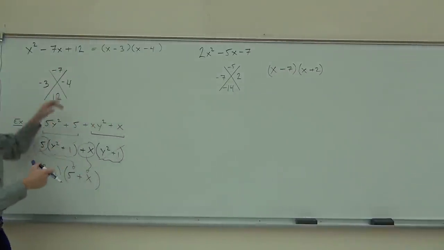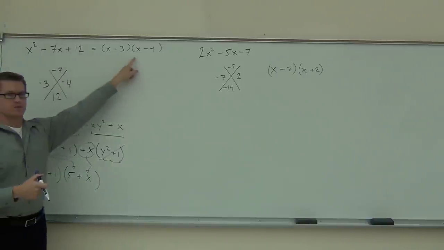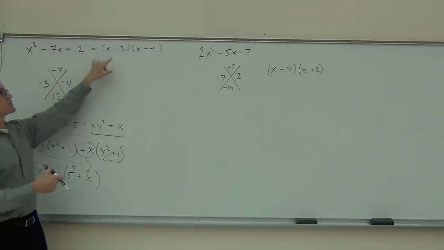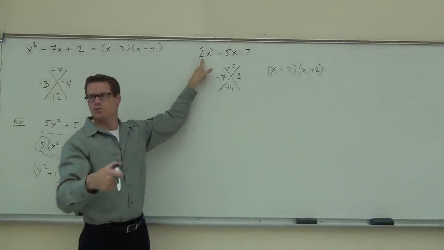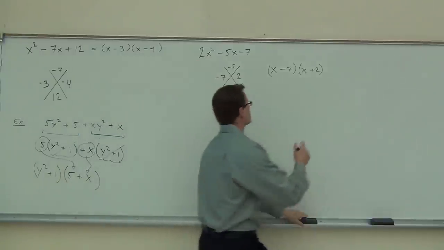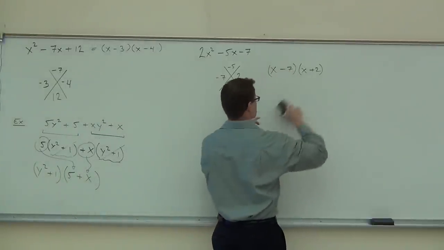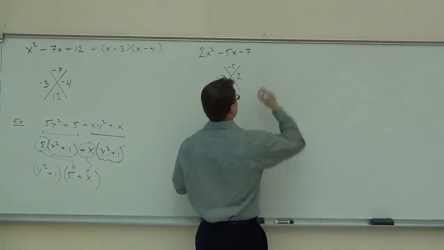If you do not have a coefficient besides 1, you don't have any extra steps. It's very easy. You take these factors, they go right there. If you have an a that is not 1, like 2, 3, 4, 5, 6, something else, you're going to have an extra step here. So write that down. This is where you're going to notice that was wrong. An extra step.